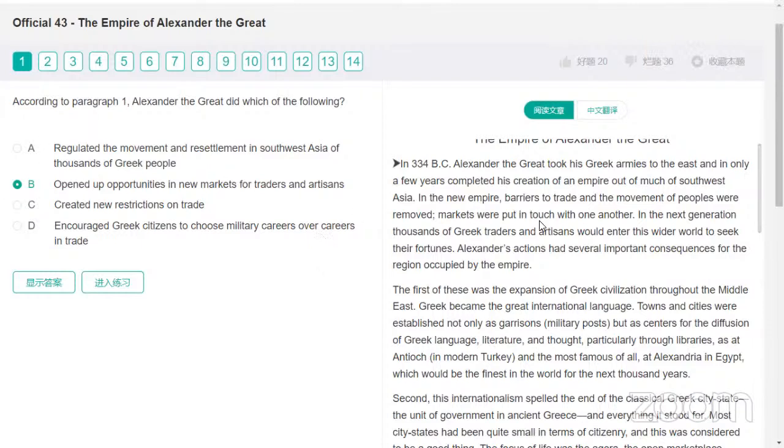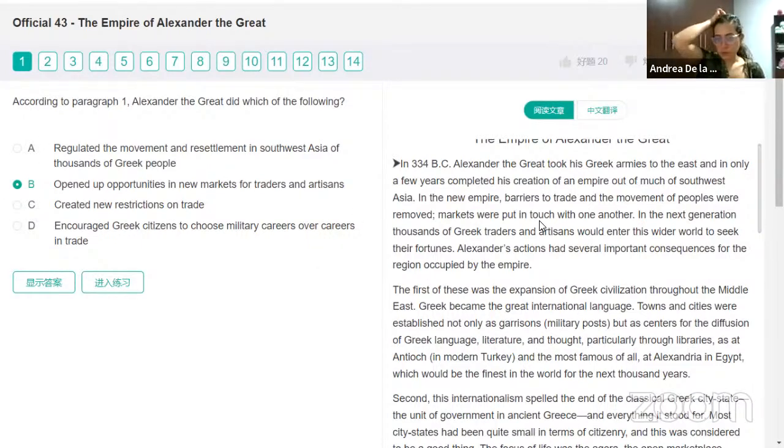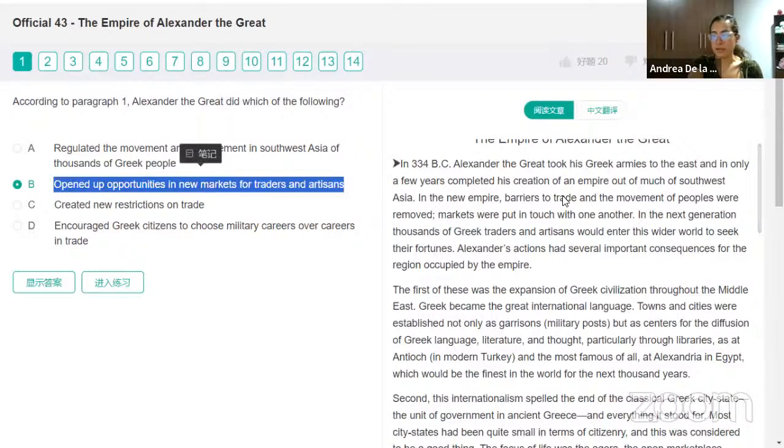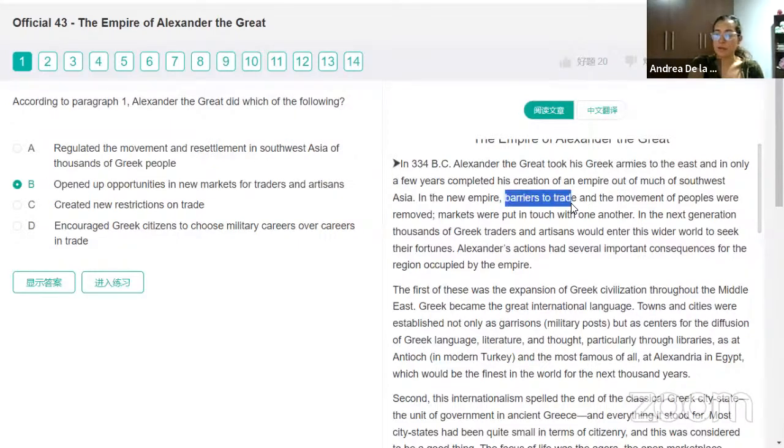Entonces es cuestión de ir leyendo toda la información y comparando con las opciones, siempre teniendo cuidado de que diga lo mismo. Nunca, lastimosamente, vamos a encontrar una opción que esté tal cual está en el texto, ¿no? Nunca va a haber una opción que diga removed barriers to trade. Lamentablemente no, pero tiene que haber una opción que diga algo parecido. Que diga la misma idea, pero en diferentes palabras, ¿no? Entonces, esa es la opción B. Porque al eliminar las barreras del comercio, significa que abrió oportunidades, ¿no? ¿Para quiénes? Para los traders and artisans.